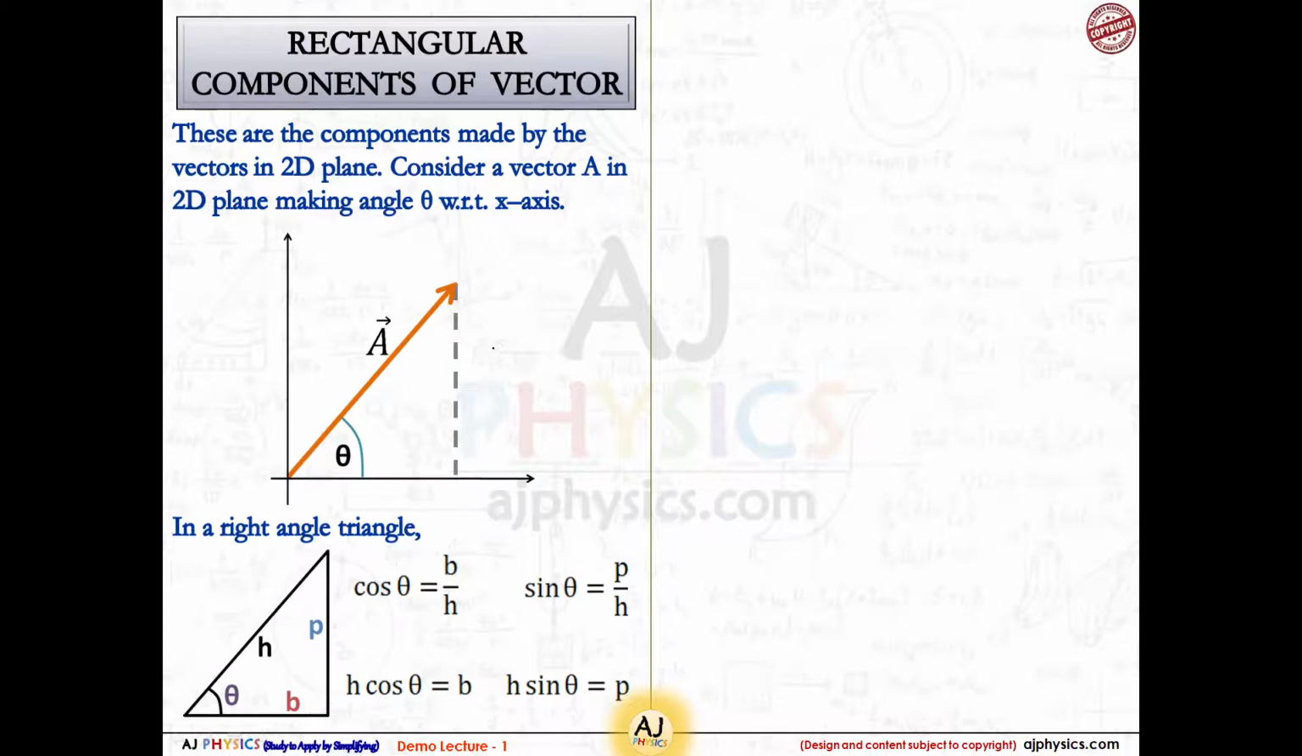So if a vector has its base in the x-axis and perpendicular in the y-axis, then you can write this same vector as A vector equals a cos theta, because base is always cos theta, i cap plus a sin theta j cap. This is the way we denote the vector with its components. So these are the two components of the same vector.